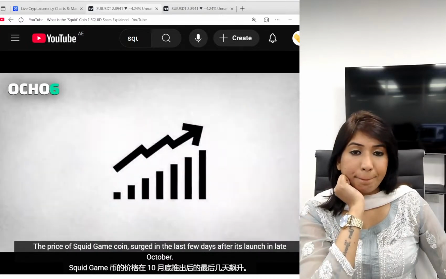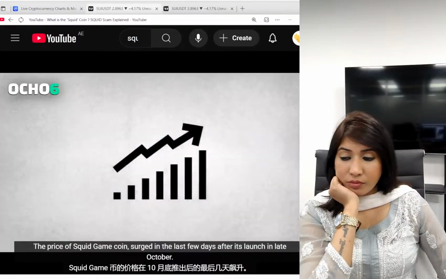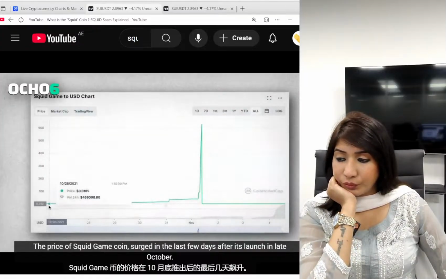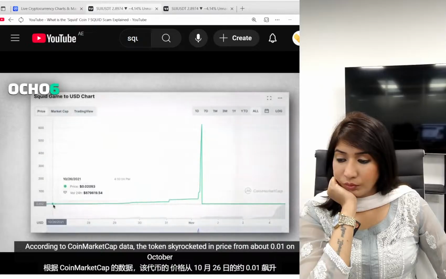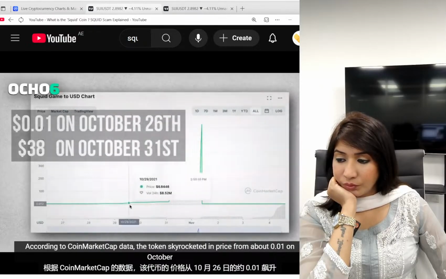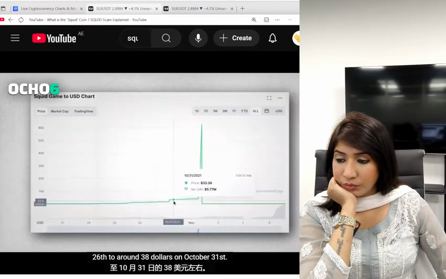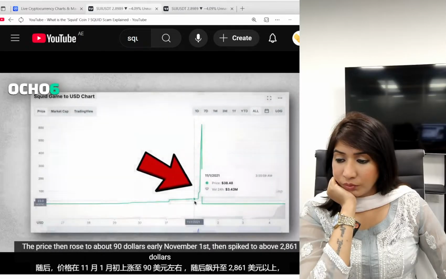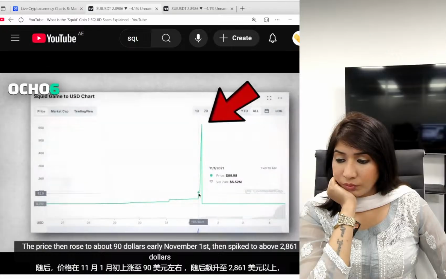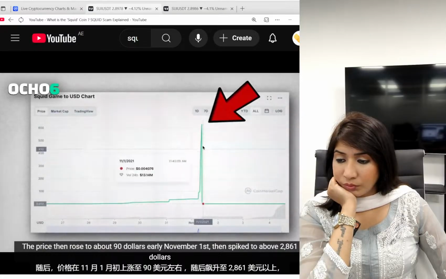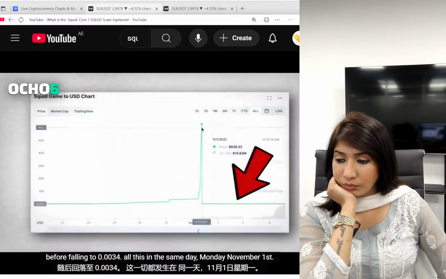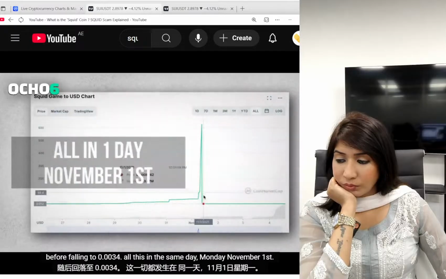The price of Squid Game coin surged in the last few days after its launch in late October. According to CoinMarketCap data, the token skyrocketed in price from about $0.01 on October 26 to around $38 on October 31st. The price then rose to about $90 early November 1st, then spiked to above $2,861 before falling to $0.0034. All this in the same day, Monday, November 1st.